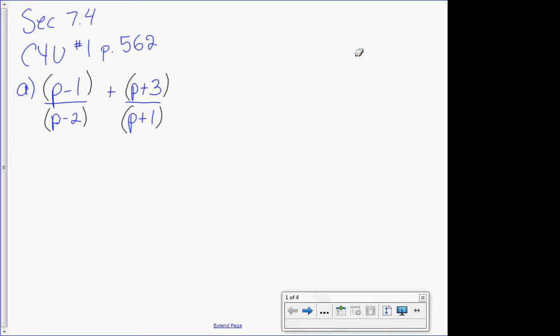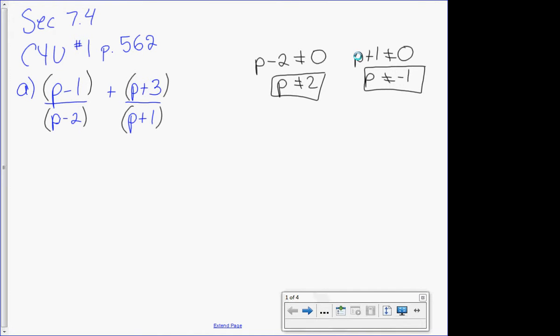So for my non-permissible values, I know p minus 2 can't be 0 and p plus 1 can't be 0. So what that means is p can't be 2 and p can't be negative 1. Okay, so now that I've established that, we're going to find our lowest common denominator.